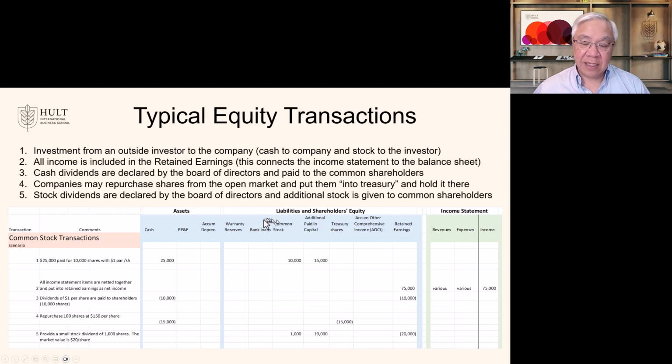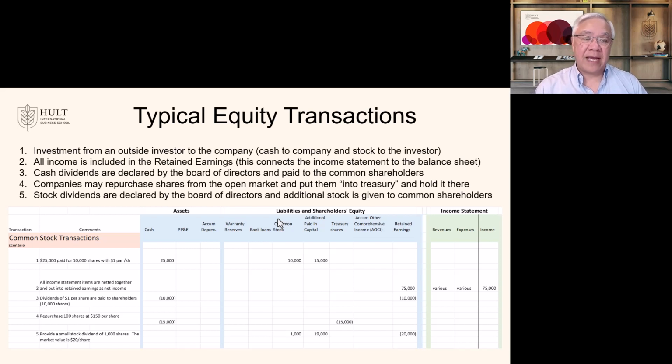Next, we say the common stock goes up based on the number of shares issued times the par value. 10,000 times 1 is 10,000, and the difference between the cash, 25,000, and the common stock value of 10,000 at par is 15,000, and that's called additional paid-in capital. Sometimes it's called additional paid-in capital in excess of par. That's very explicit on how it's determined.